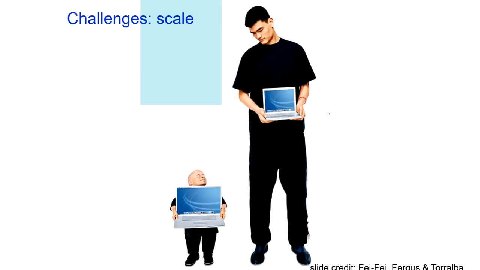The next thing is in terms of scale. In this case, we have a picture of a human carrying a laptop: a small person with a bigger laptop, and a big person with a smaller laptop. How can we train the computer to know that this is actually a human and this is actually a laptop, regardless of the size or the dimension?